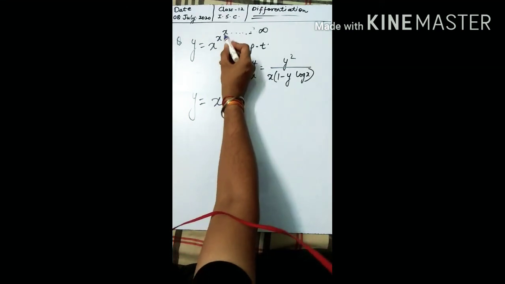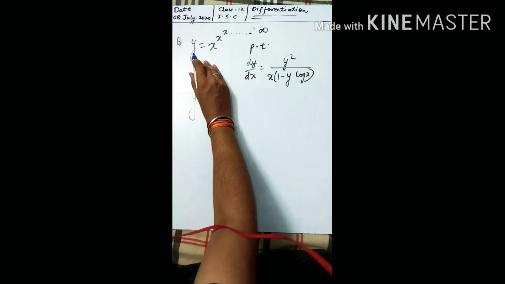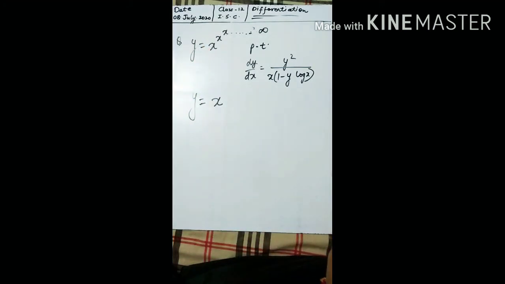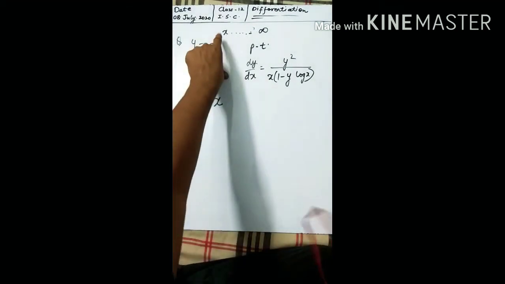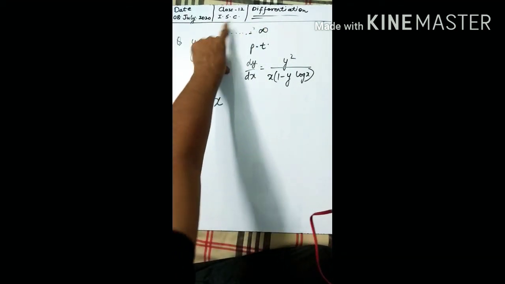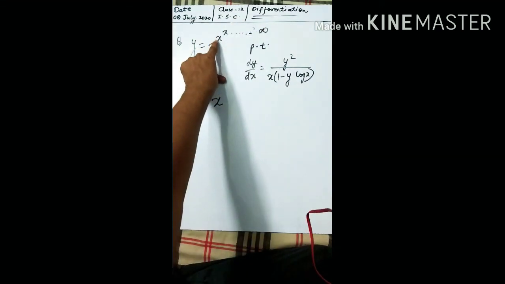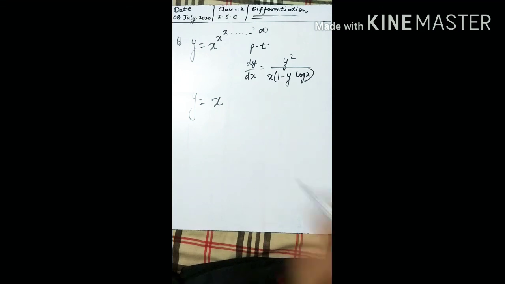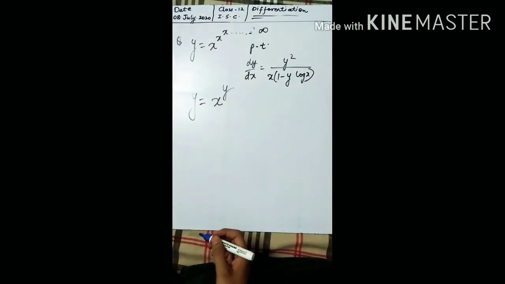That means what we are going to do, y is equal to x to the power, see this is also y, because if your y is equal to x to the power x, x to the power x, and if it is going up to infinity, then at this step also it is going up to infinity, at this step also it is going up to infinity. So from this second step we are writing it as the same, that is y. So y is equal to x to the power y.